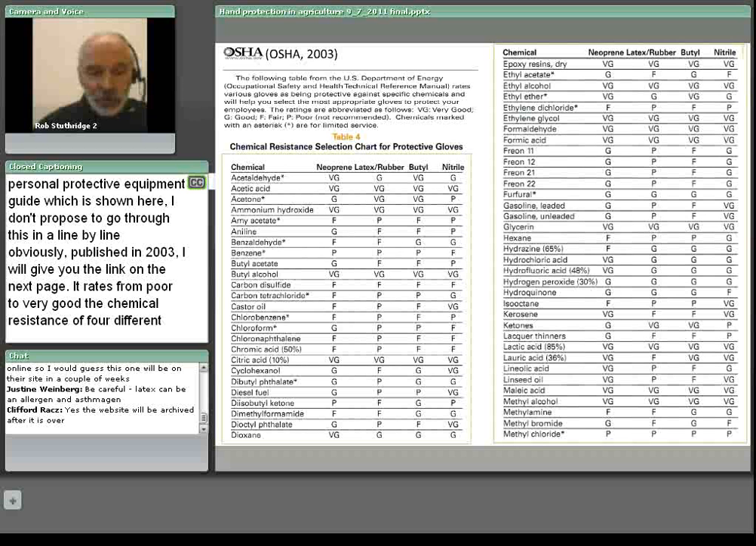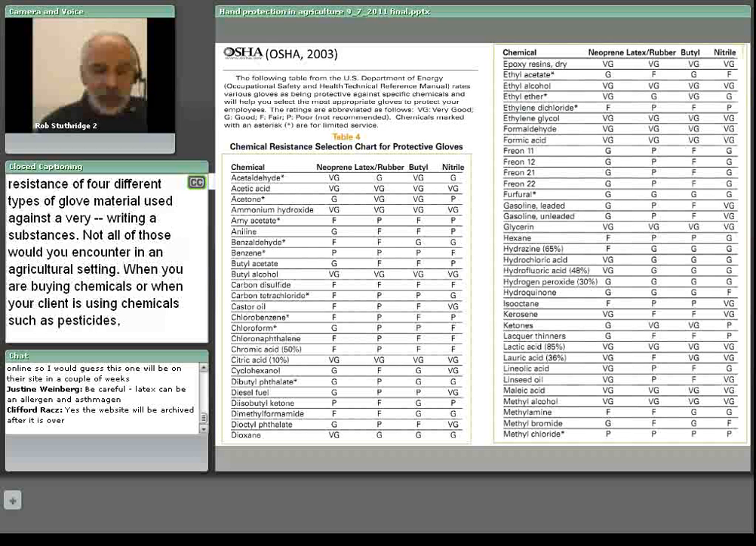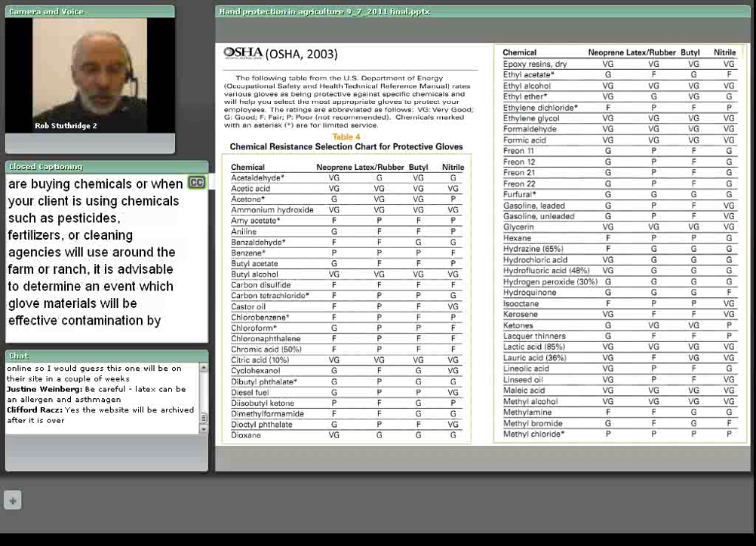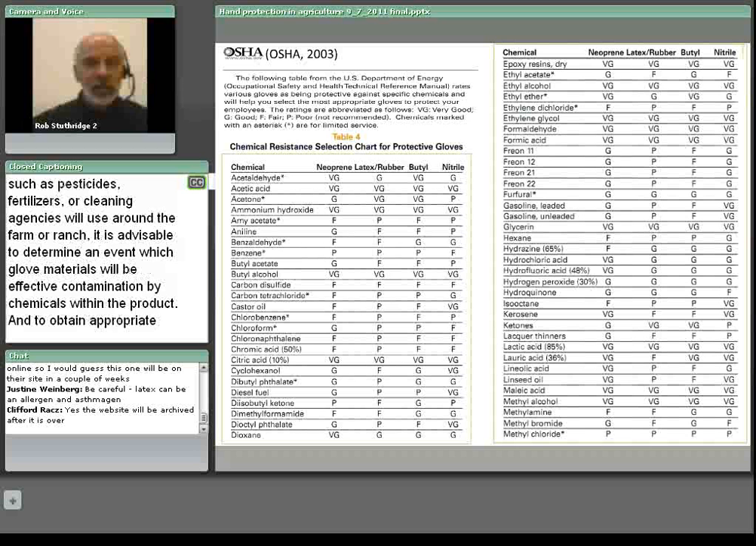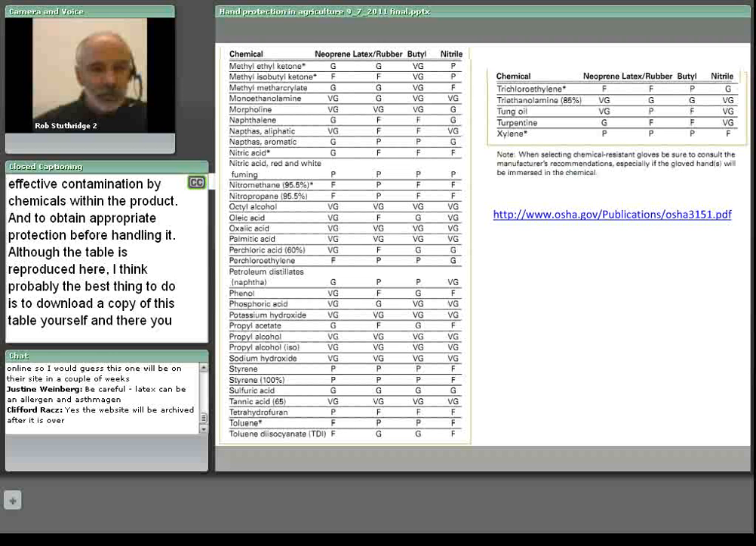But when you're buying chemicals, or when your client's using chemicals, such as pesticides, fertilizers, or cleaning agents, for use around the farm or ranch, it's advisable to determine in advance which glove materials will be effective against contamination by chemicals within the product, and to obtain appropriate protection before handling it. So, although the table's reproduced here, I think probably the best thing to do is to download a copy of this table yourself, and there you can see the link to the table, and it's just a very useful site. So you'll find that on OSHA, and you can always come back to the webinar and write those link details down.